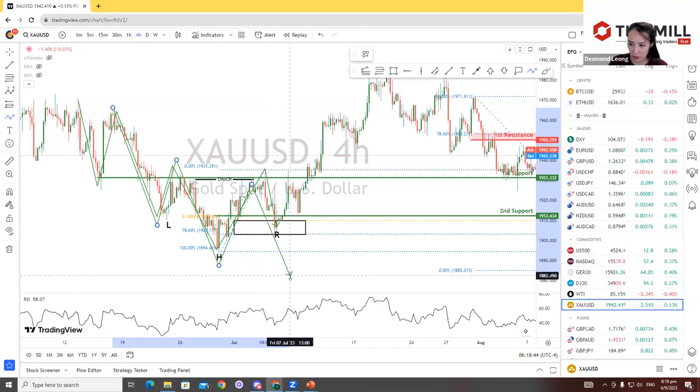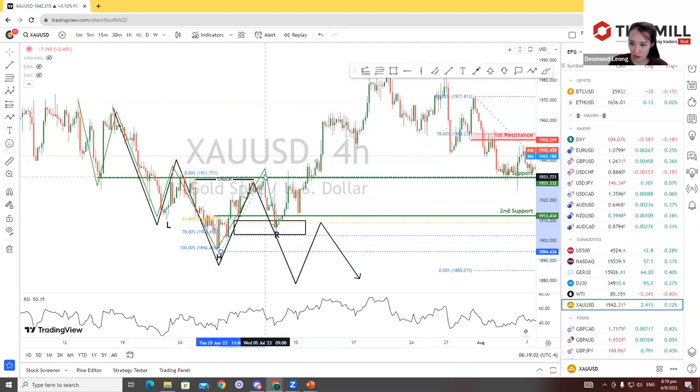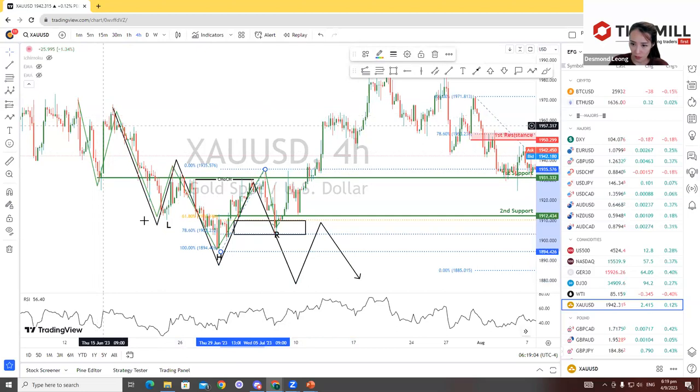But actually, price still makes a lower low, lower high, because this high hasn't broken yet. They haven't broken above this high yet. You get what I mean? So if you think it's going to be a QM and you buy at this right shoulder, then boom, you get stopped out, because price still makes a lower low, lower high.